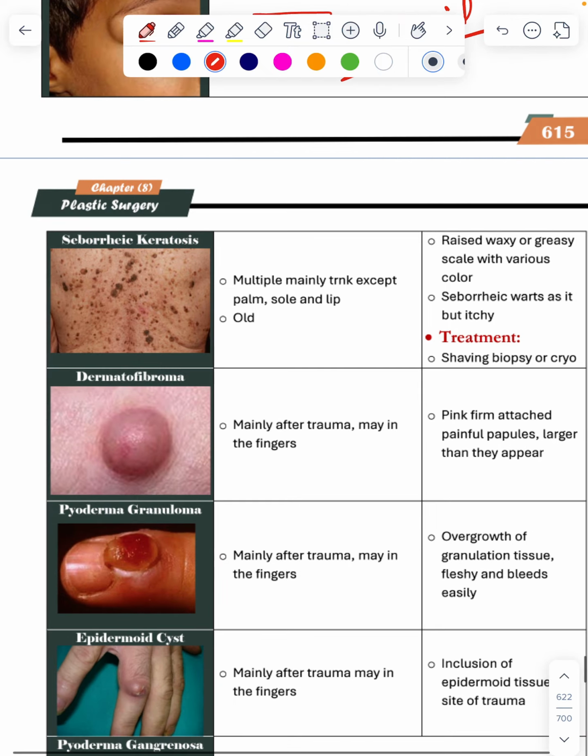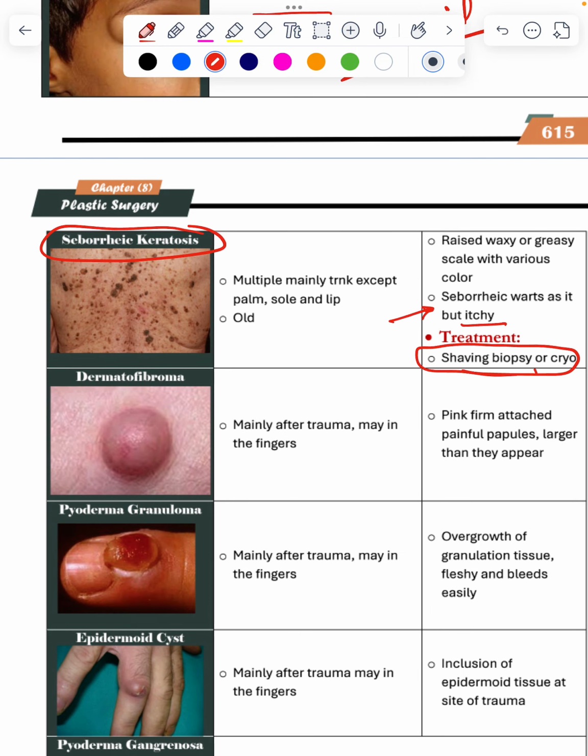Dermoid. This is seborrheic keratosis. Seborrheic means something related to seborrheic warts. It is itchy; shave biopsy, the treatment is cryosurgery. Mainly dermatofibrosarcoma. Again, the question is dermatofibroma. There is mainly trauma; history of trauma is there.